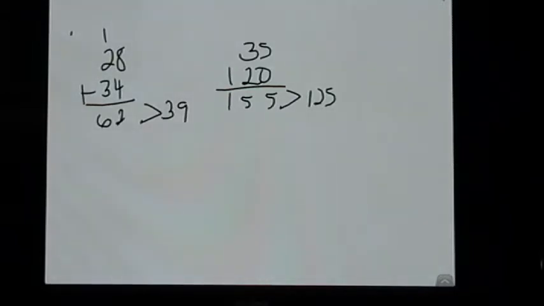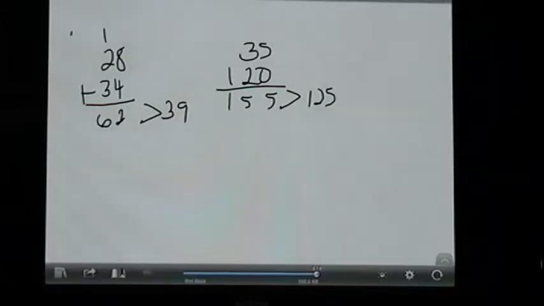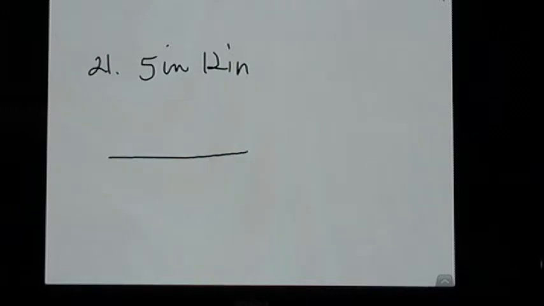Alright, now we're going to look at the possible ranges for sides. Okay, so if you're given two numbers, like number 21, which is 5 inches and 12 inches, if you were to make 12 the base of the triangle and 5 the one side, you have to have at least 7. So your side, which we're going to call x, has got to be greater than 7. It can't be 7. It's got to be greater than 7.